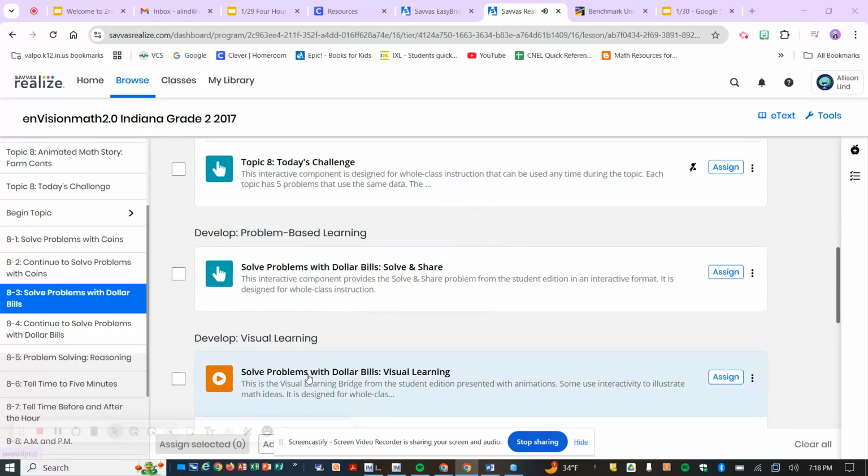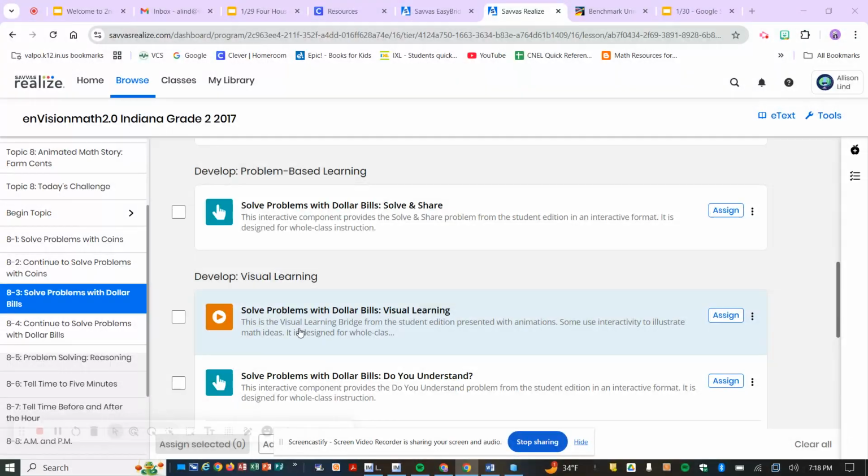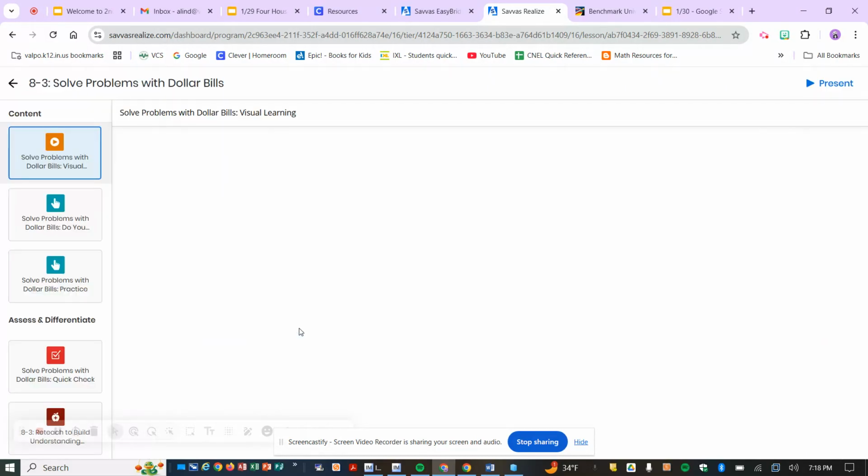Hi, second graders. Today we are talking about solving problems with dollar bills. We're building on our thinking about coins and now adding in how we can use the paper money, which is dollar bills. Okay, so we'll watch our videos, then we'll jump into our math book, and then do your quick check.